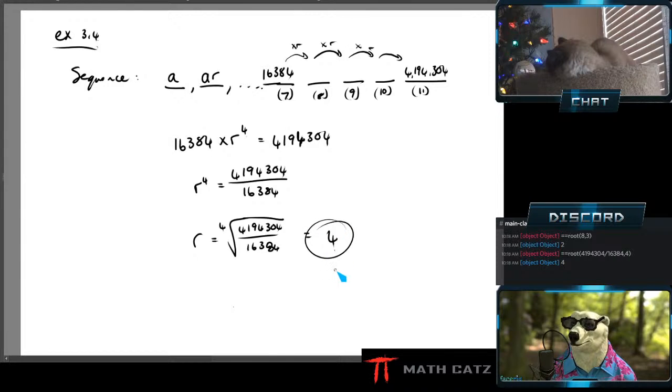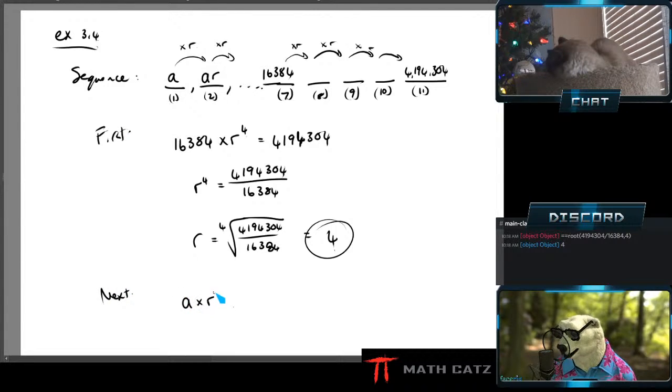The ratio is 4. Now I have to go from the first term and see, well, this is the first one. This is the second position. I multiply by R to get to the second position. I've multiplied by 2 R's to get to the third position. It's always one less. I multiply by 6 R's eventually to get to the 7th position. To take R, I have to multiply by 6 R's to get to the 7th position.